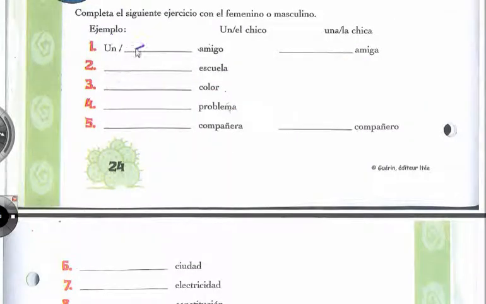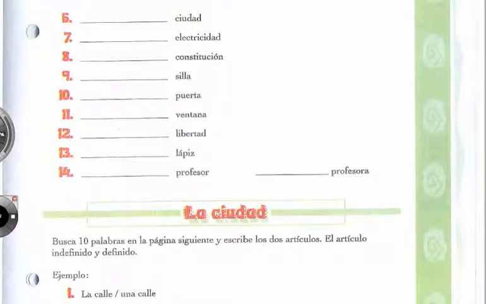So, el amigo, la escuela, una escuela, el color, un color, el problema, un problema, la compañera. Jeremy, ¿qué es una compañera? Companion, a buddy. El compañero y la amiga. You have to also do the bottom part. Check out what the words mean.